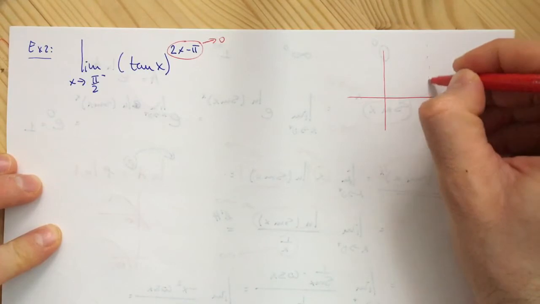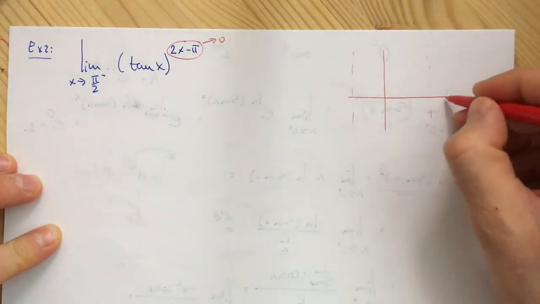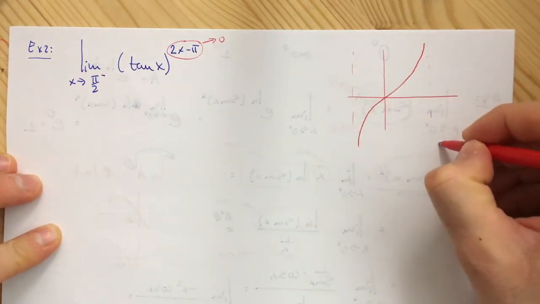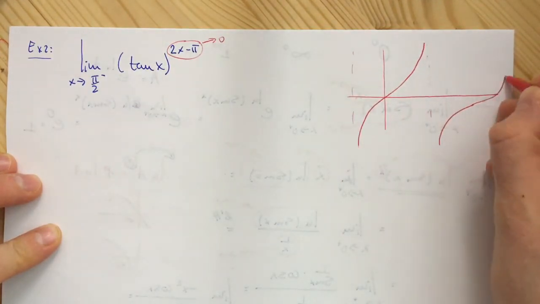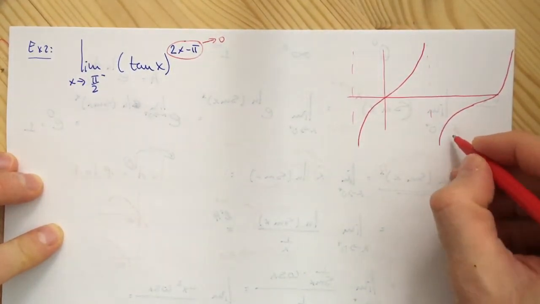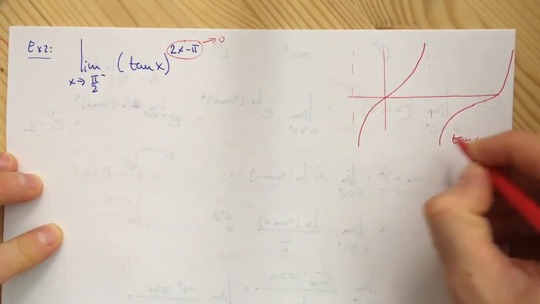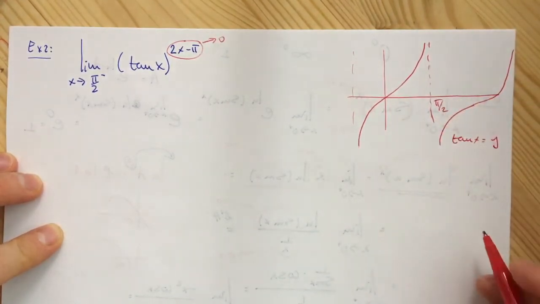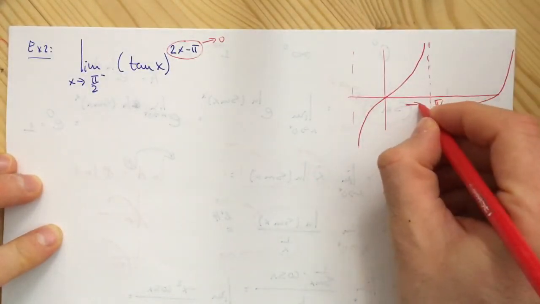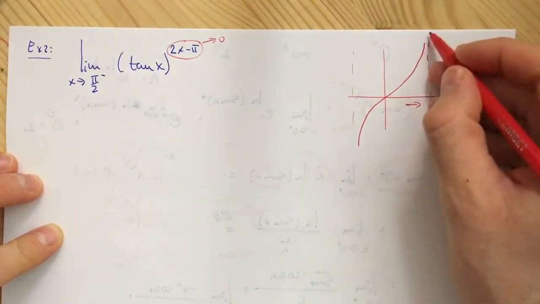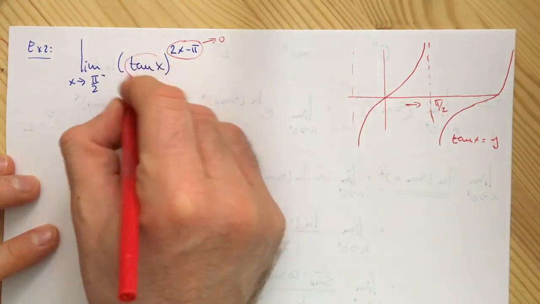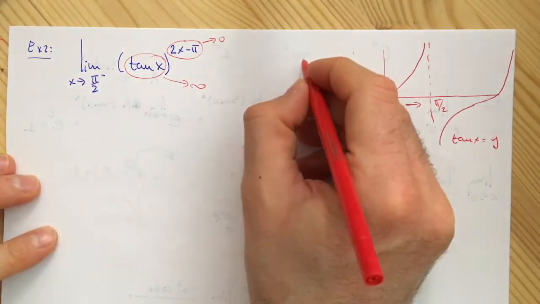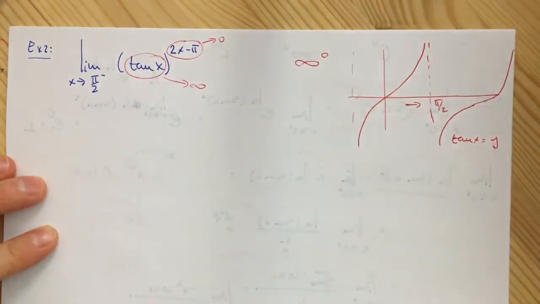it's like this. So on and so on. So this is tangent of x is equal to y, and this value here is pi over 2. So obviously when x approaches pi over 2 from the left, tangent of x goes to infinity. So the base goes to infinity. So this is a limit of indeterminate form infinity to the power of 0.